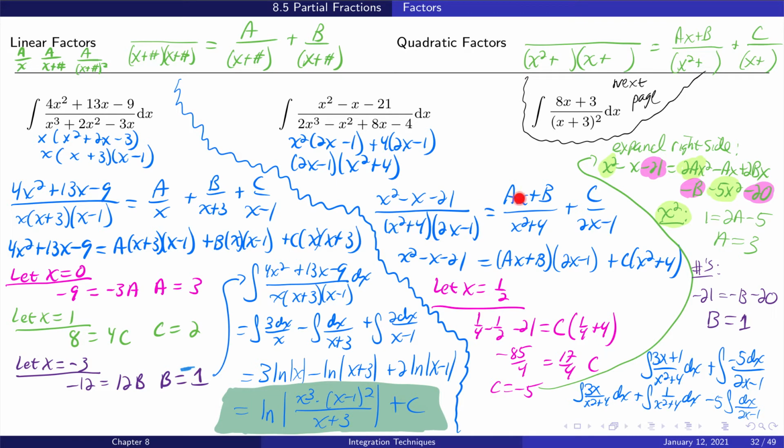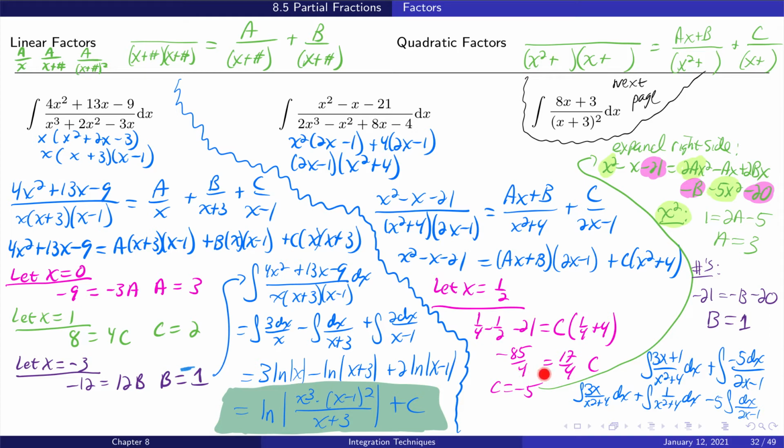Bring the denominator up to the other side. We have Ax plus B. The x squared plus 4 cancels, so only 2x plus 1 is left behind. And when I bring this up over here, I've got C times x squared plus 4. So we're going to continue on and plug in 1/2 to make this equal 0, which leaves me with 1/4 plus 4 times C. Plugging in 1/2 over here produces 1/4 minus 1/2 minus 21, which is -85/4.